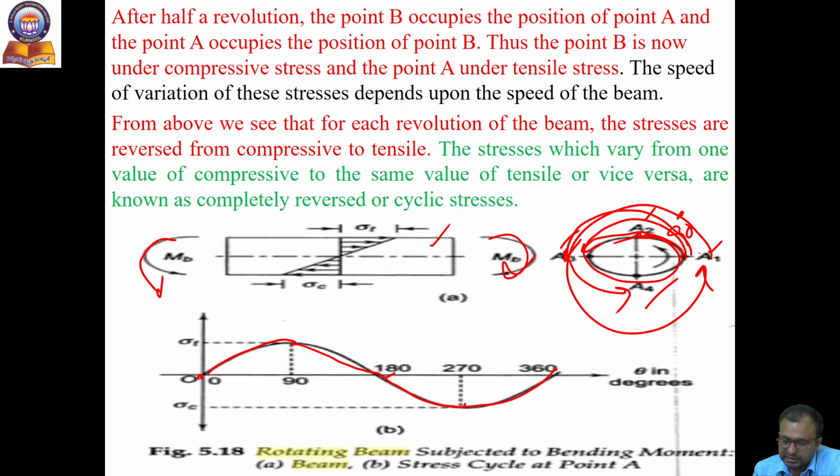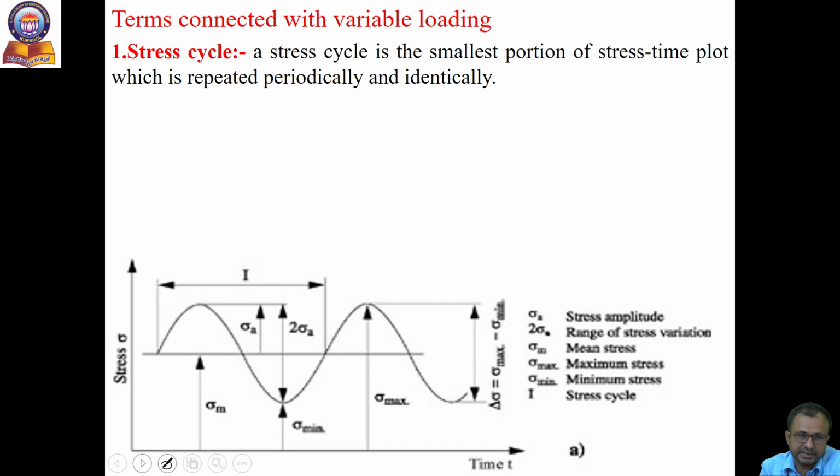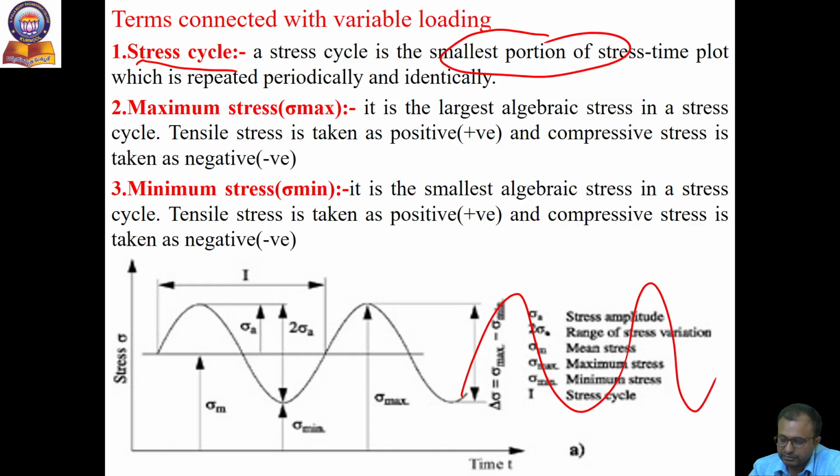Like this, the shaft will rotate for a number of revolutions. But for our analysis, we are taking only a small segment. This segment I am considering, and we try to explain the various terms related to variable loading. First I am taking the stress cycle. A stress cycle is the smallest portion of the stress-time plot. We have a number of cycles, and I am taking only a small portion, which is repeated periodically and identically.